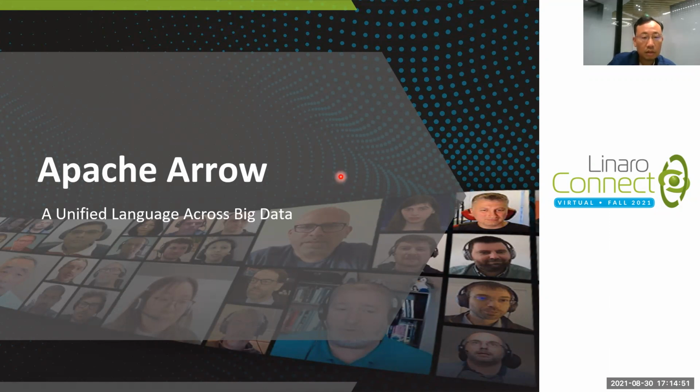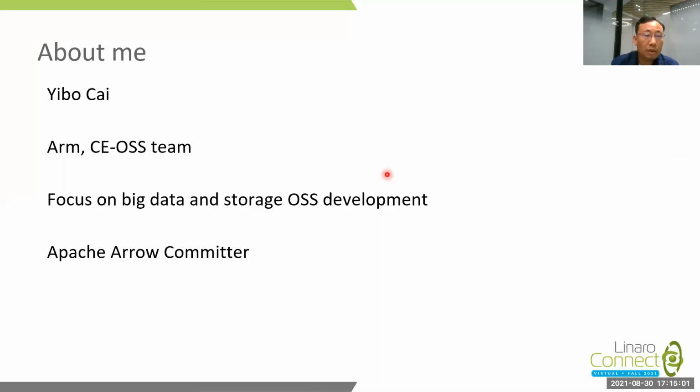Okay, let's start. So today my topic is Apache Arrow, a unified language across big data. About me, I'm Yibo Cai from the ARM CE OSS Essential Engineering open source software team. I'm focusing on big data and storage open source software development. And I am an Apache Arrow committer.